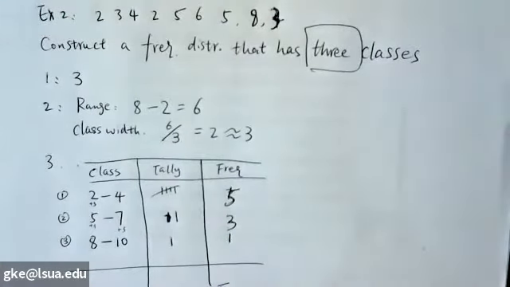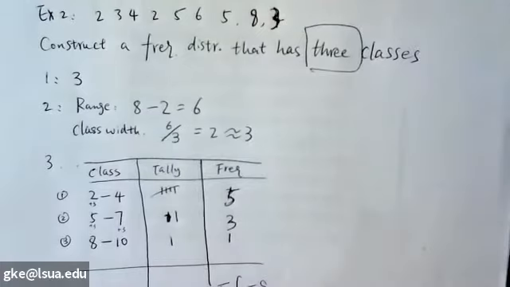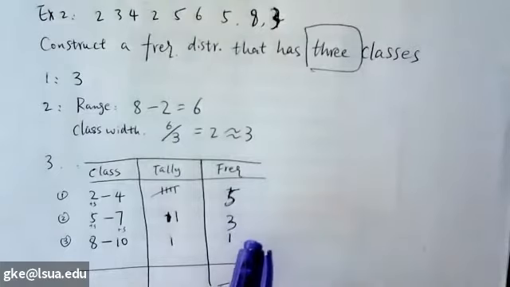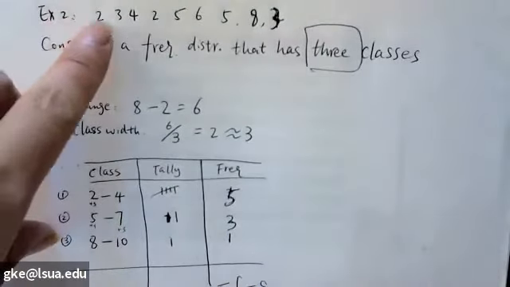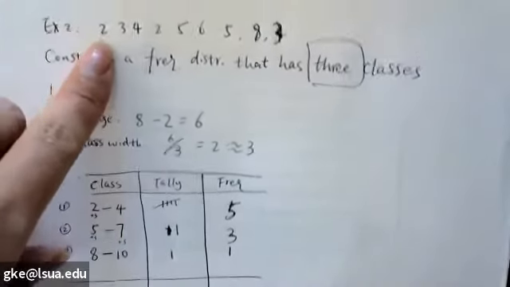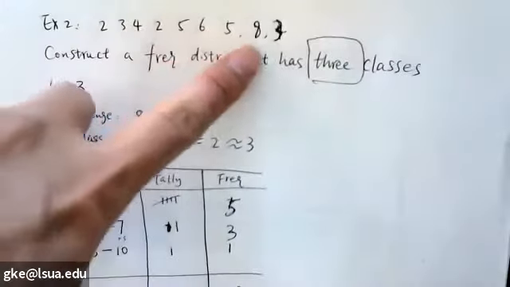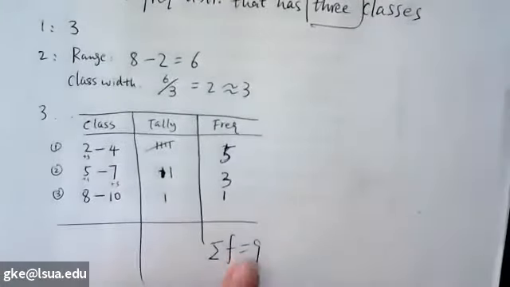So the total summation of the frequencies should be 9. Otherwise, I'm going to get 3, 2, 1, which is 6. So you can check how many numbers we have: 1, 2, 3, 4, 5, 6, 7, 8, 9. If you get a number different from 9, that should be a mistake, because that is the number of data.